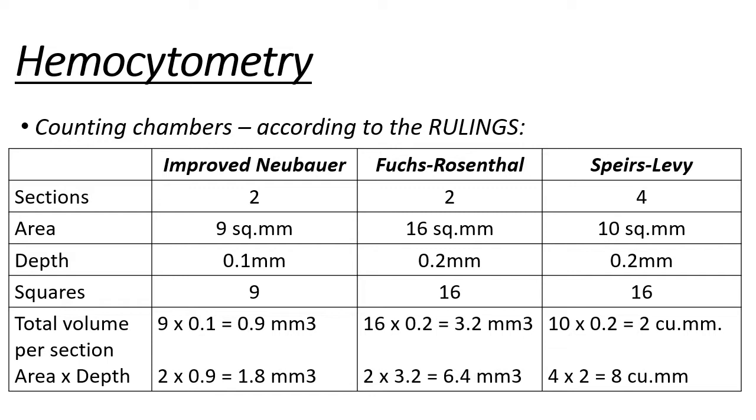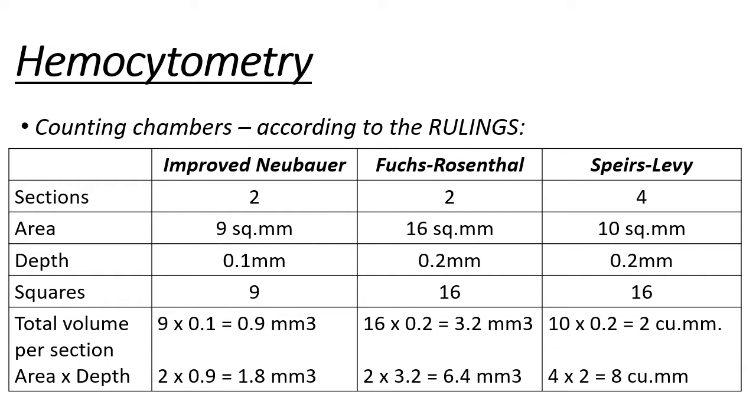Doon tayo sa next. Sa Fuchs Rosenthal counting chamber. Pareha sila. Dalawa ang sections. Area, 16 square millimeter. With depth of 0.2 millimeter and with 16 squares. Okay? Paano mag-compute ng volume per section? Multiply ang area and depth. So, 16 times 0.2, 3.2 cubic millimeter. Dalawa ang sections. So, 6.4 cubic millimeter.